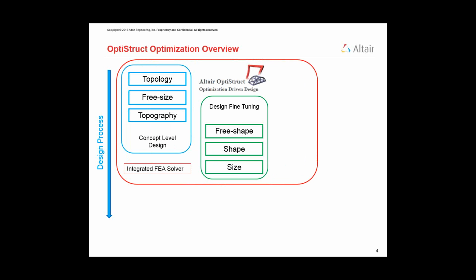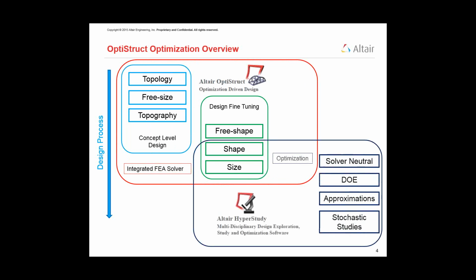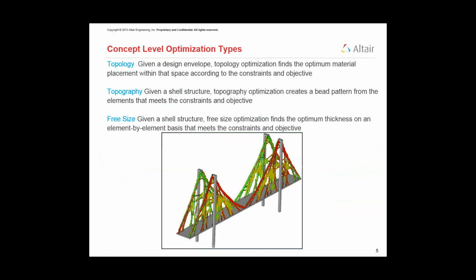OptiStruct can handle all of these different design optimization techniques. And then shape and size can be handled by another of our optimization tools, HyperStudy. I don't know if we have a webinar on HyperStudy, but if it's something that interests you, it's definitely something we can get somebody in touch with you and talk about.